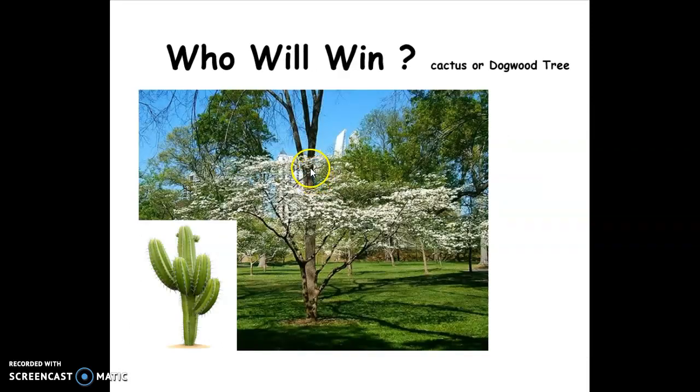Who will win? The cactus or dogwood tree? Think about the characteristics of the dogwood tree and the cactus. Think about where the dogwood tree lives. Jot down your thoughts.